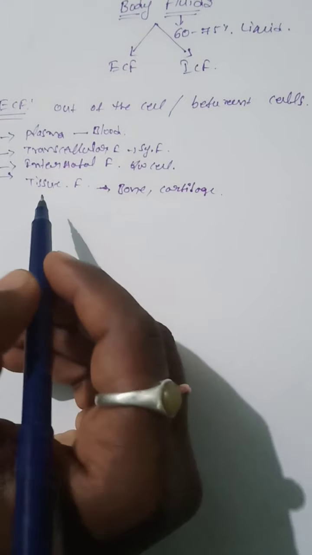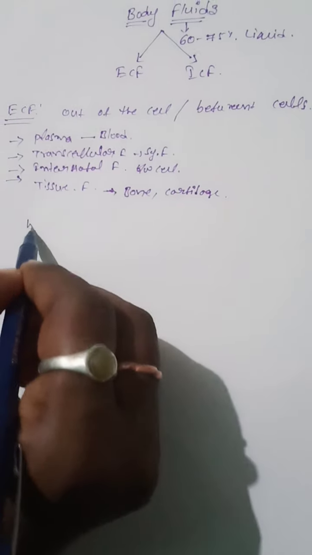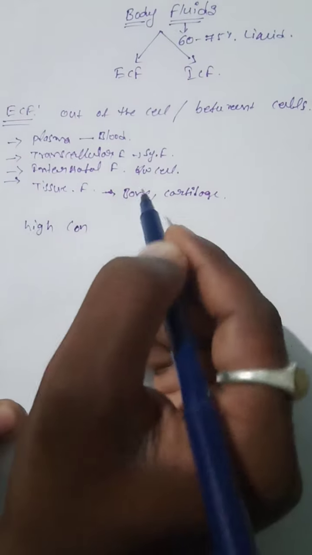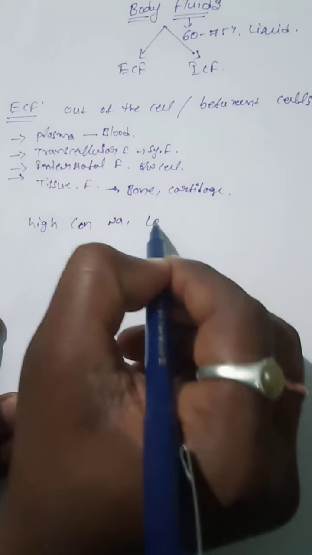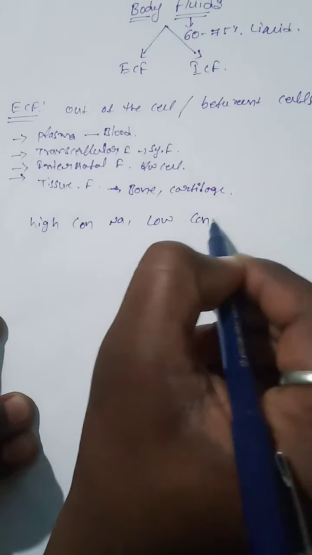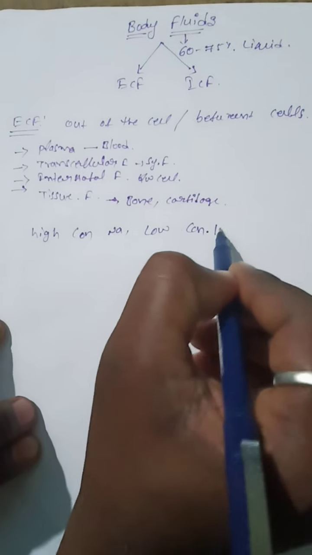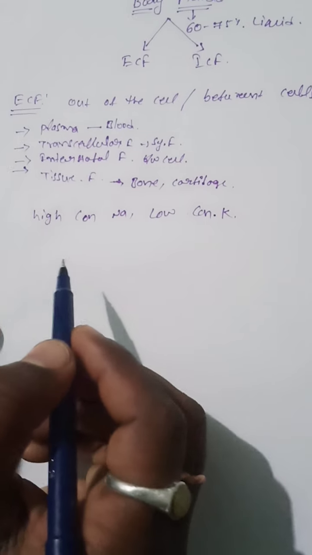some chemicals. Which type of chemicals? Here it contains a high concentration of sodium and a low concentration of potassium. Next we will discuss intracellular fluid.